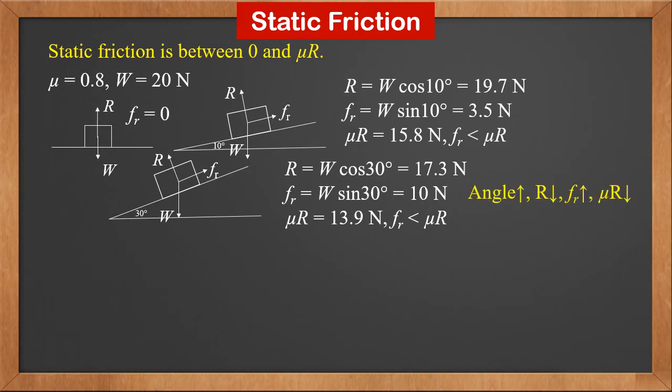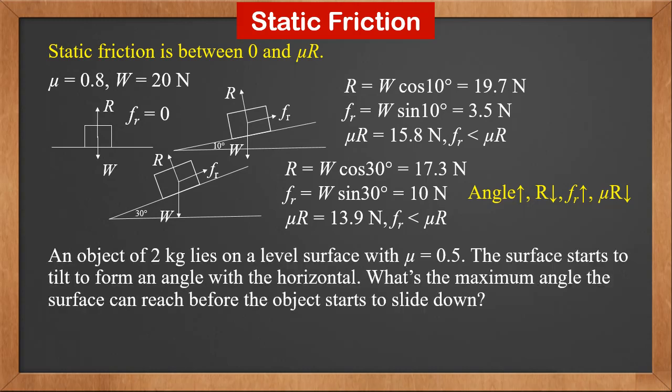We can see, as we tilt the surface higher, the normal reaction gets smaller, and the friction gets larger. Since mu is a fixed number, μR also gets smaller. So there will be a point when the friction gets larger than μR, and the object starts to slide down the surface. Let's look at an example. An object of 2 kg lies on a level surface with mu equals 0.5. The surface starts to tilt to form an angle with the horizontal. What's the maximum angle the surface can reach before the object starts to slide down?